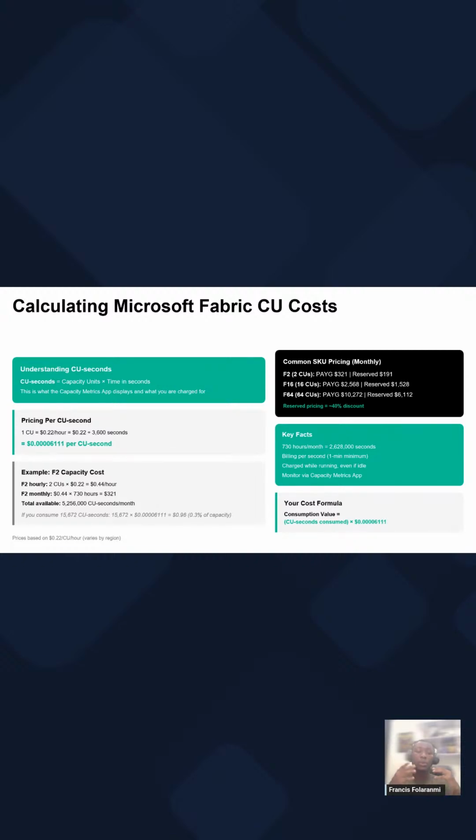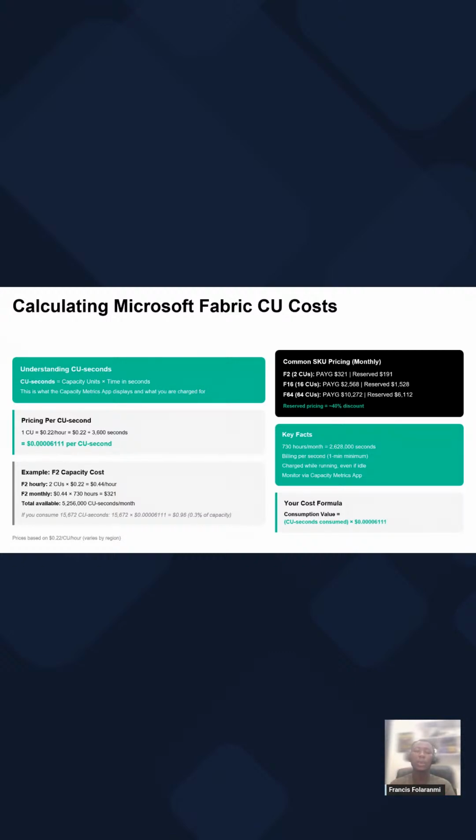Now, when you make a purchase of any of these Fabric capacity units, you are reserving a maximum number of seconds. Take, for example, an F2 capacity: the hourly cost of an F2 capacity is $0.22 per capacity unit, and that's 2 capacity units. So you multiply that by 2, then you have $0.44 per hour. You have 730 hours in a month. You multiply that by 730 hours, you have $321. So that's how you arrive at your monthly cost of capacity.